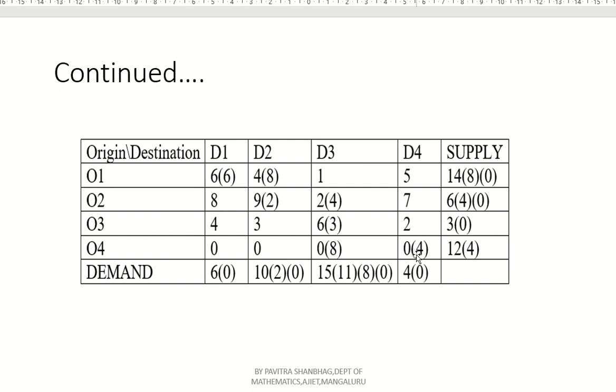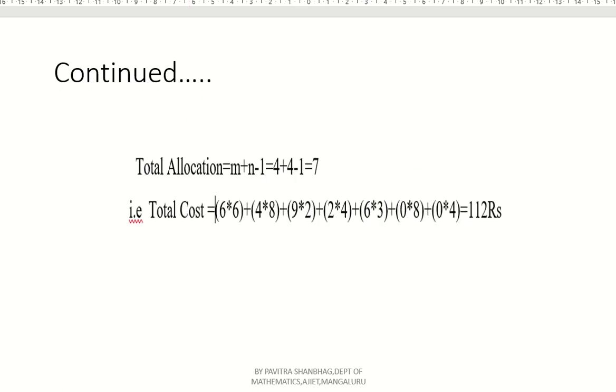Now what do we have to find? We have to find the minimum cost. How to find the minimum cost? Just multiply: 6 into 6 plus 4 into 8 plus 9 into 2 plus 2 into 4 plus 6 into 3 plus 0 into 8 plus 0 into 4. That we have given in the next slide. So what will we get? 36 plus 32 plus 18 plus 8 plus 18 plus 0 plus 0. So the total cost is 112 rupees, right?